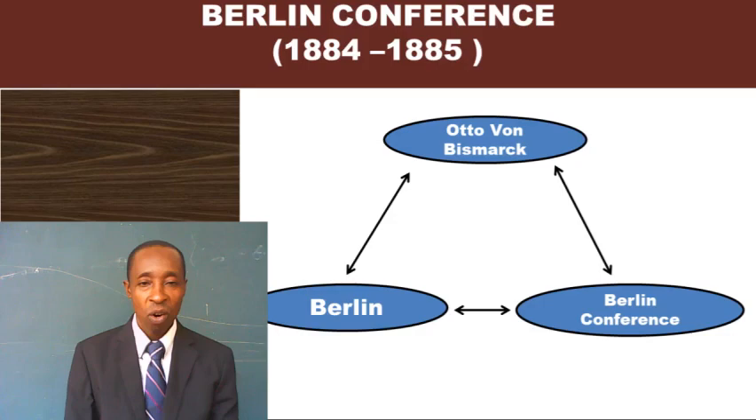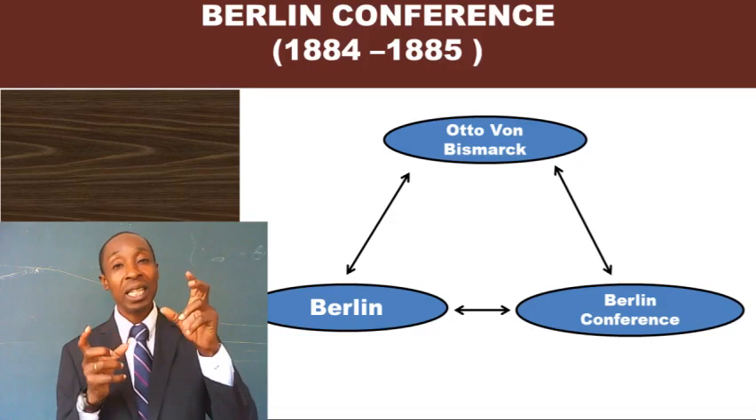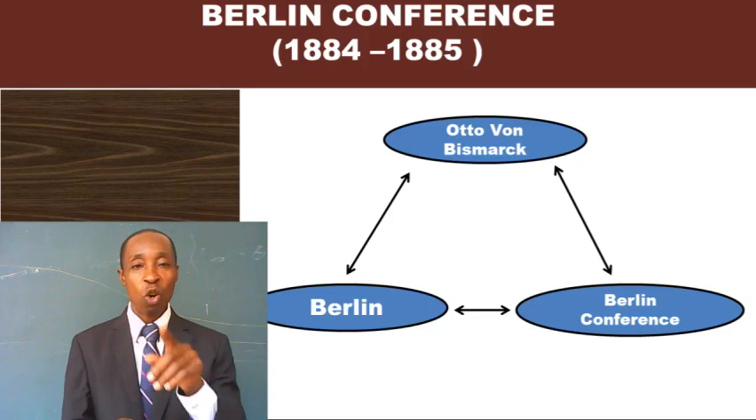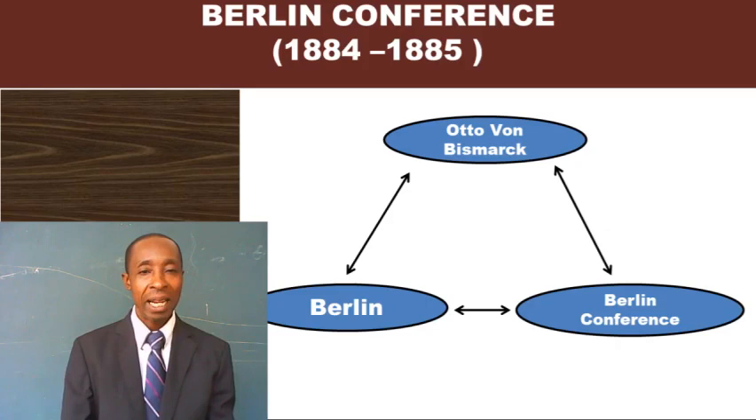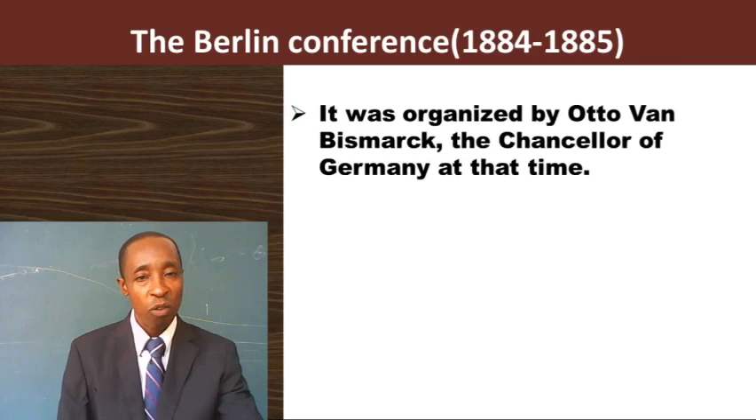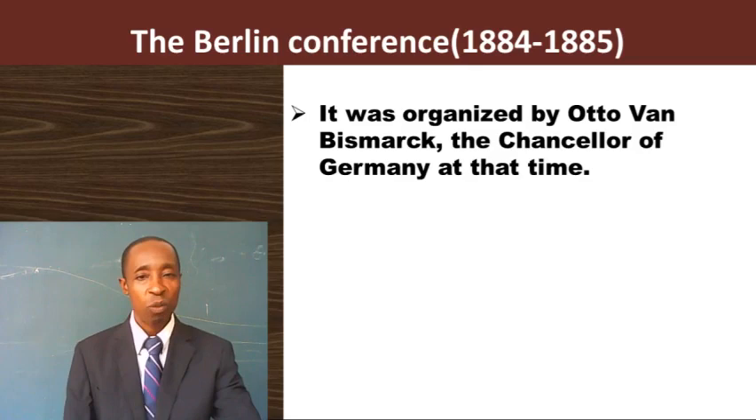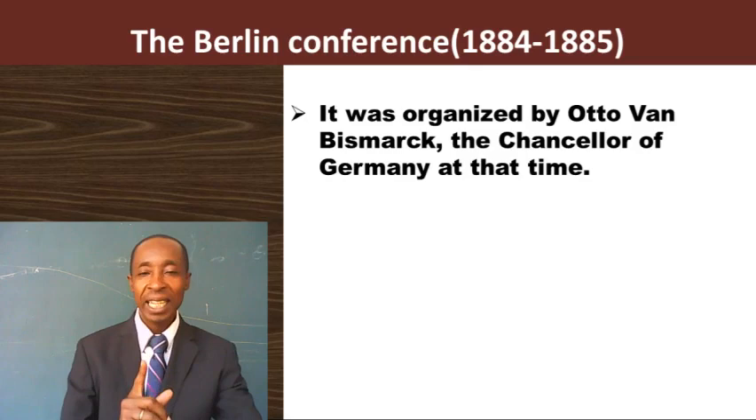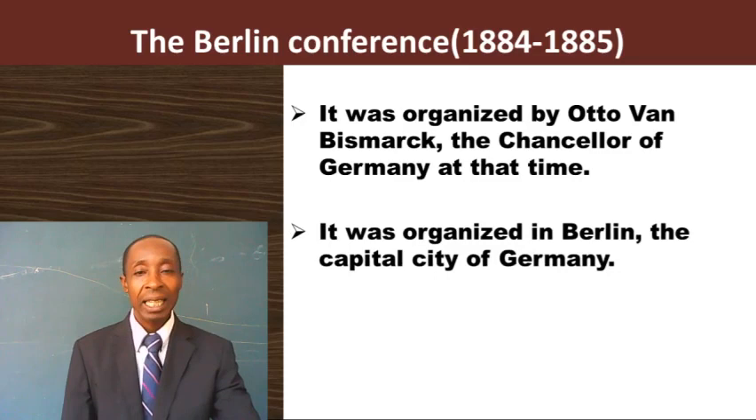And we have said earlier on that Berlin was the city of Germany. Who organized the Berlin Conference? We are seeing that also here. Otto von Bismarck organized the Berlin Conference. So I hope by now we have those things at our fingertips and we can put this in sentences. It was organized by Otto von Bismarck, the Chancellor of Germany at that time. Meaning, Otto von Bismarck was the Chancellor of Germany at that time. Which time are we talking about? 1884, 1885. Second line: it was organized in Berlin, the capital city of Germany. So let's remember that that's our gist that we want to comprehend very well.